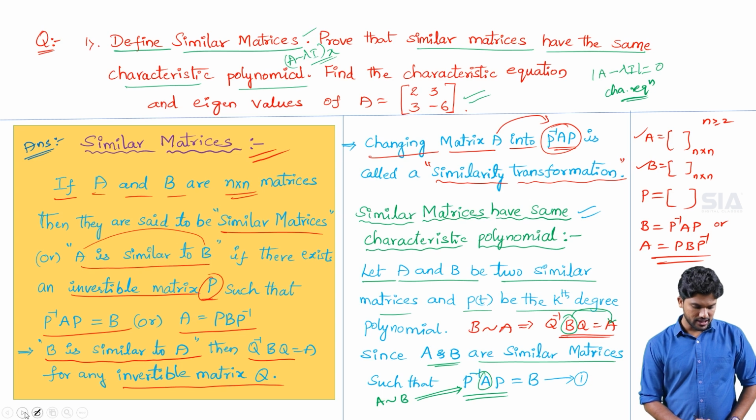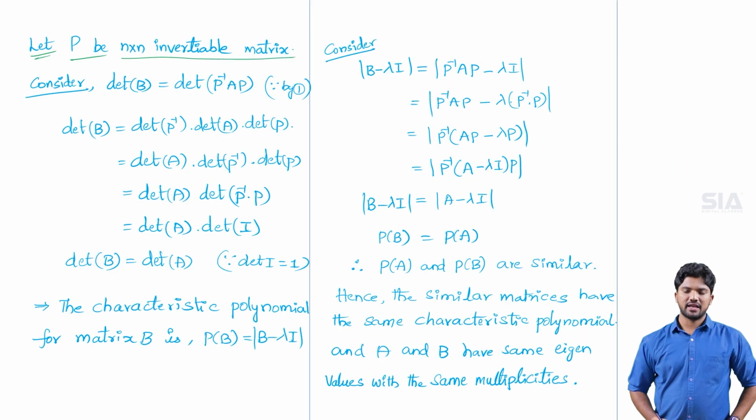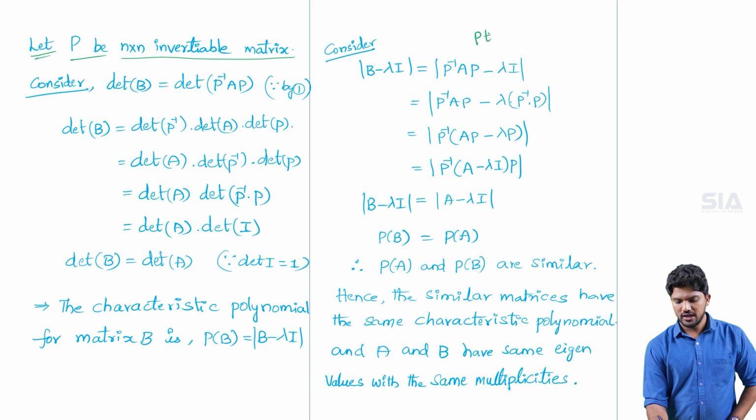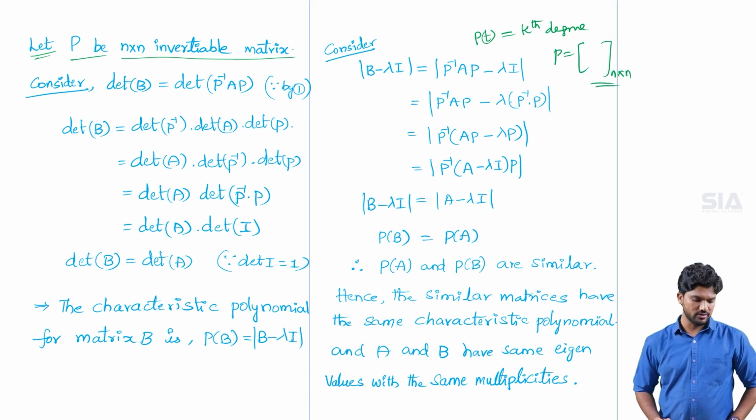Therefore, let P be the n by n invertible matrix. Here P of T is the polynomial. Order of polynomial is kth degree. Okay, and P is the one n by n invertible matrix. So you should remember that.